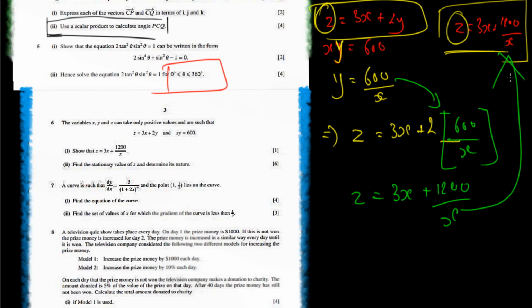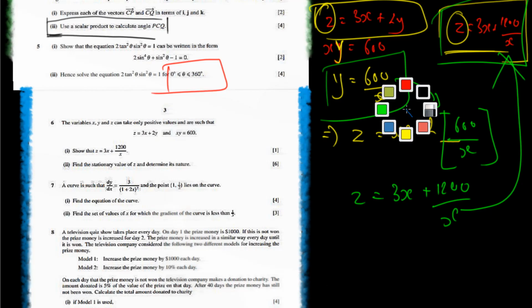All I am doing is looking at the question and asking myself, the equation that we want, which is z is equal to 3x plus 1200 by x, do we have y in it? We don't have y in it, so we have to somehow remove y. We can do that by making y the subject in the second equation, substituting it into my first equation and simplifying it, and that's your answer right there.